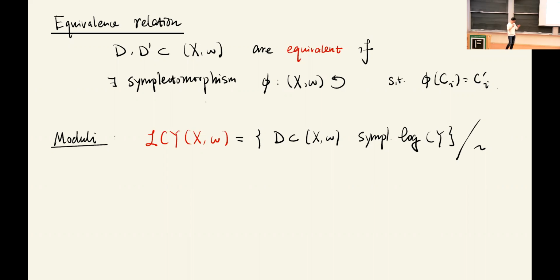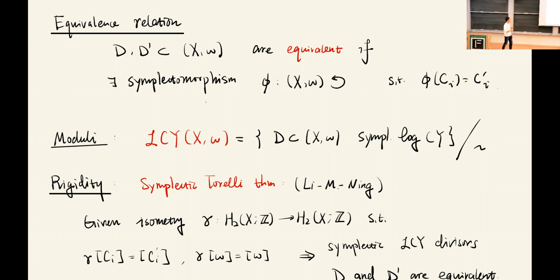The good thing about this type of divisor rather than a general divisor is that this set of log Calabi-Yau divisors is very rigid in the following sense: we have something called the symplectic torus theorem, which says, if you have two symplectic log Calabi-Yau divisors, D and D prime, and there exists an isometry on the second homology group of X, where by isometry, it just means a group isomorphism that respects the self-intersection form on H2.